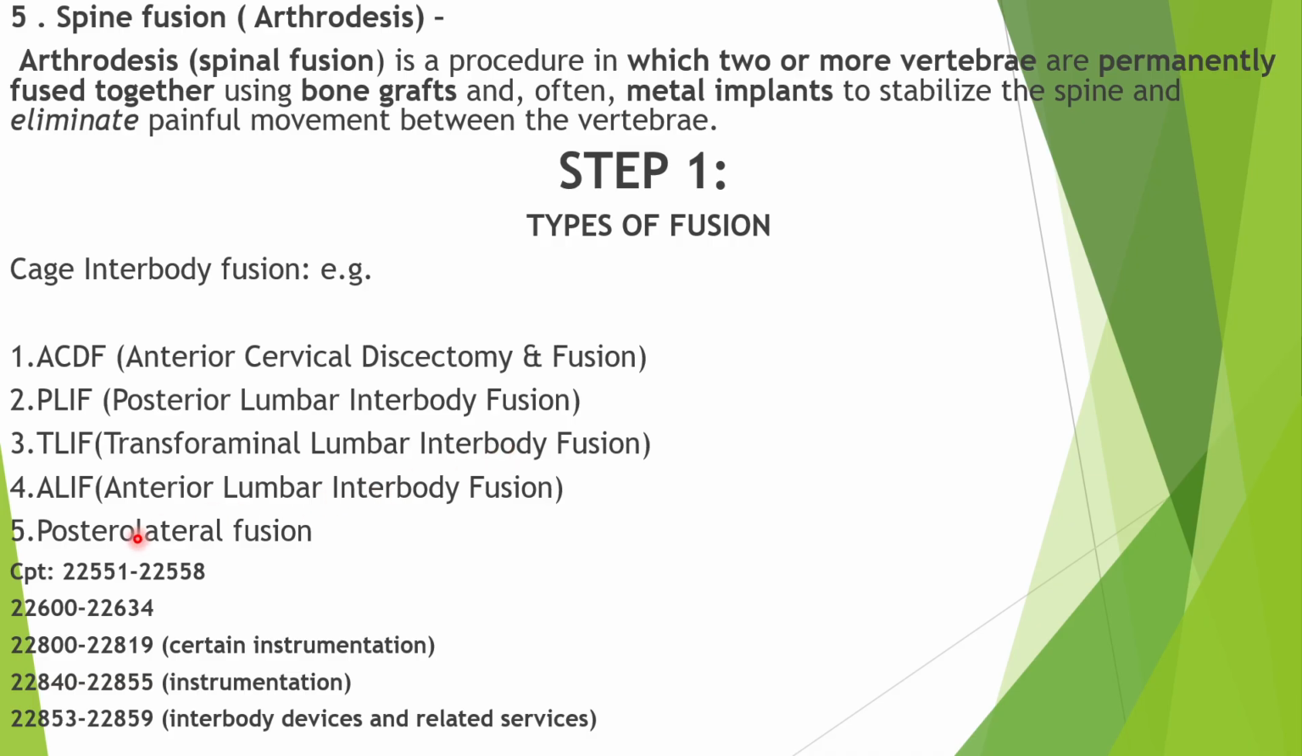Okay, now there are also posterior lateral, anterior lumbar interbody, etc. So from these simple conclusions, step one is very important: the type of spinal fusion surgery. While seeing the OP report of a spinal surgery, we need to check the types of fusion. Okay, so these were the CPT codes for this region, that is 22551 to 22558, and 22600, 22634.